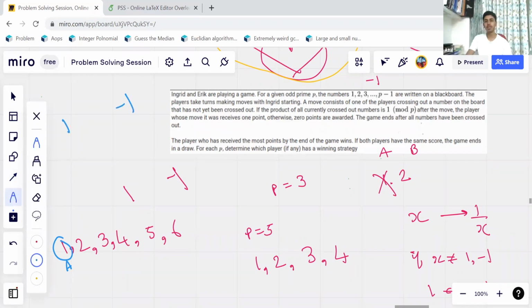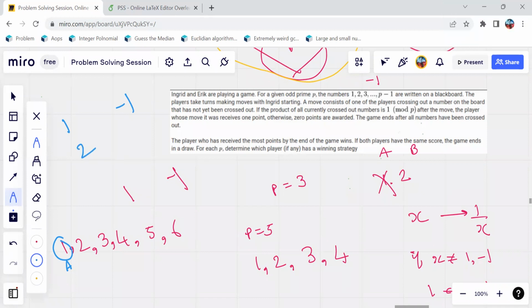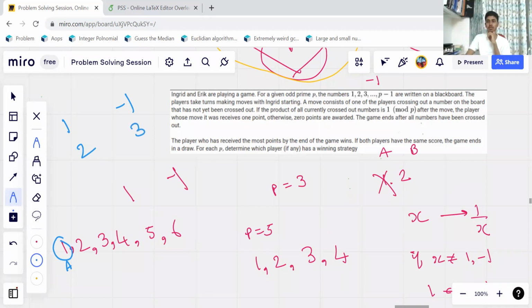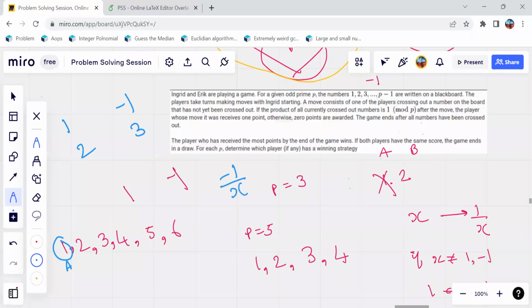Now, sure. So Alice picks 1. Alice has 1 point. Now Bob picks anything, Bob picks -1. And now you pick? Let's say I pick 2. Then Bob can pick 3 and get a point. And now Bob will keep on getting points. Whatever I pick, Bob can just do that. So Bob wins.